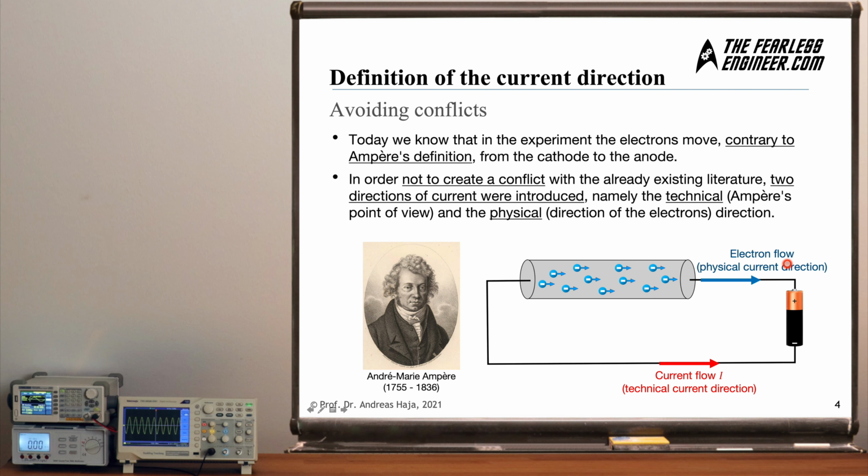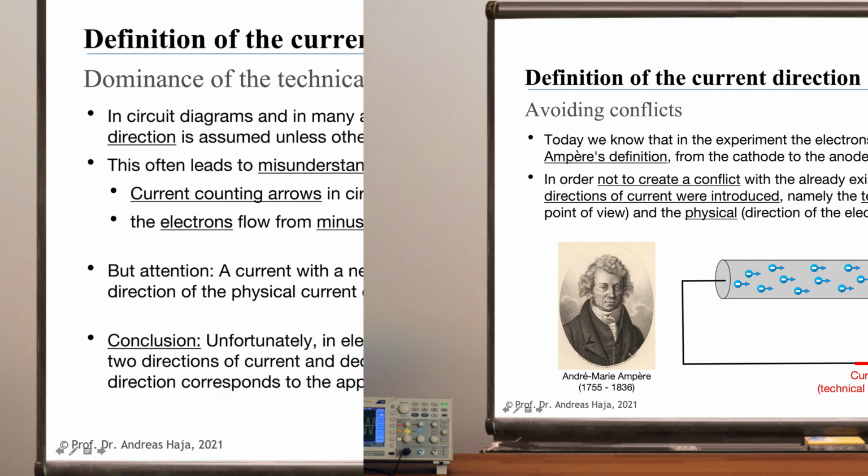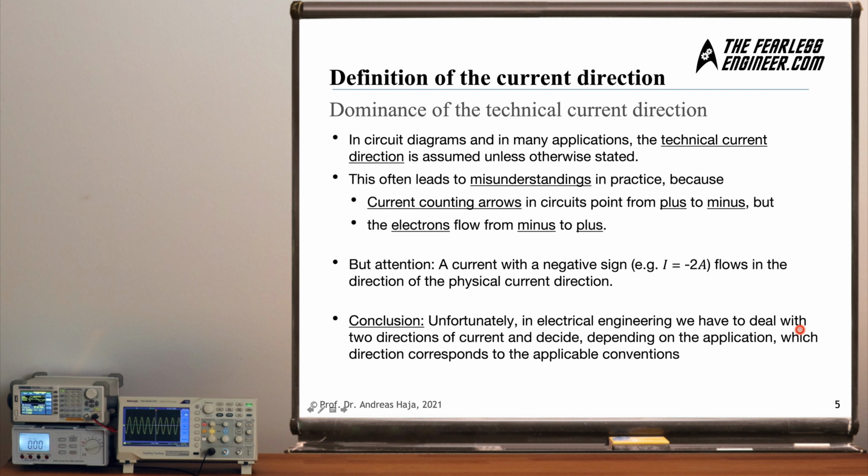Now, Ampère's view is exactly in the opposite direction. The current flow, the technical current direction, occurs from positive, against the direction of the electrons, towards the negative terminal of the battery. This is the difference between these two directions of current flow. If we look at circuit diagrams and in many other applications, the technical current direction is the one we need to assume, unless it's otherwise stated. So our mode of working in almost all applications is to assume a technical current direction from plus to minus.